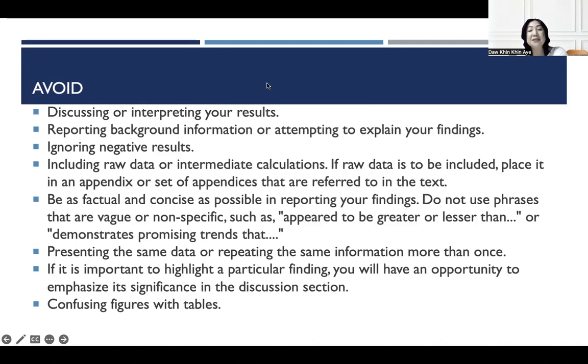Be careful, and set up appendixes that are referred to in the text. For example, for details, see appendix 1, appendix 2, etc. Be as factual and concise as possible in reporting your findings. Do not use vague or non-specific phrases, such as appear to be greater or lesser than, or demonstrate a promising trend. Just be factual and concise, okay? Now, avoid presenting the same data or repeating the same information more than once because we do not have space. If it is important to highlight a particular finding, you will have an opportunity to emphasize its significance in the discussion section. You don't need to repeat that. Only in the discussion section you can say that.